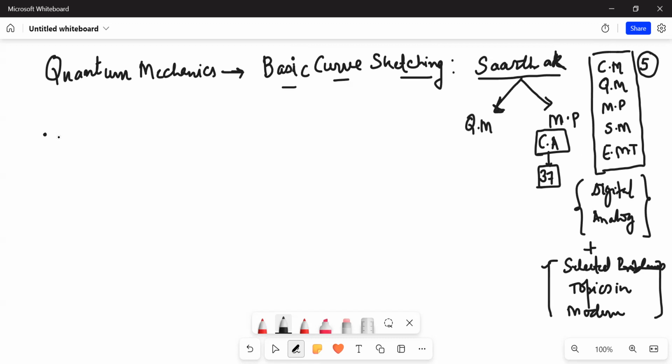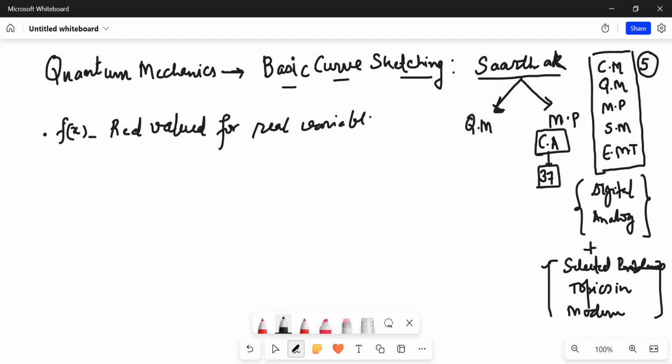So let us begin. Before starting a curve, first understand what the function is like. We are dealing with real valued functions of a real variable only. And if we are dealing with real valued functions of a real variable, the first thing that comes to mind is to find the domain of the function.